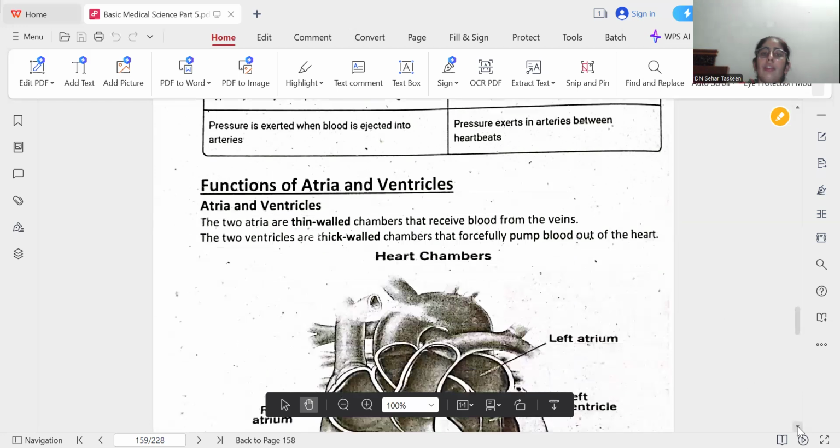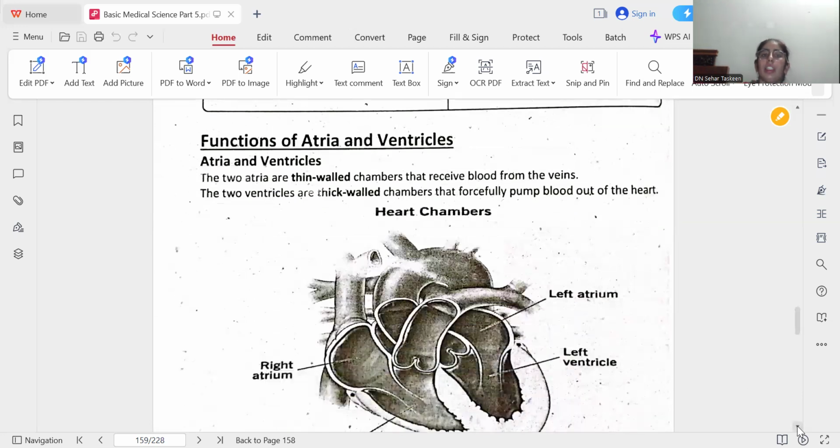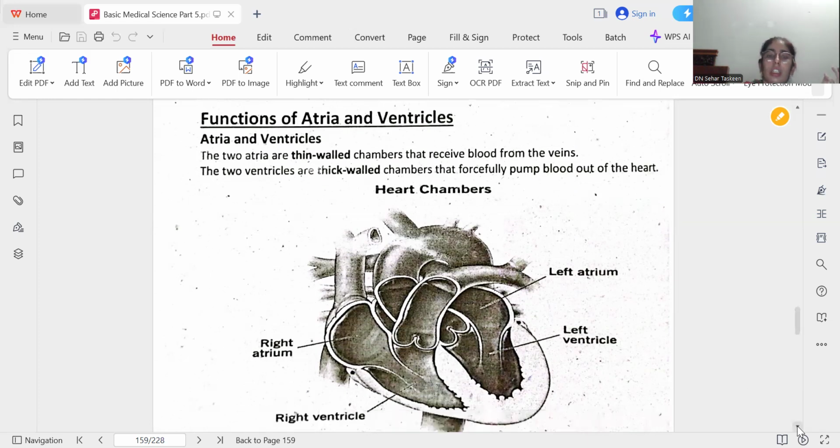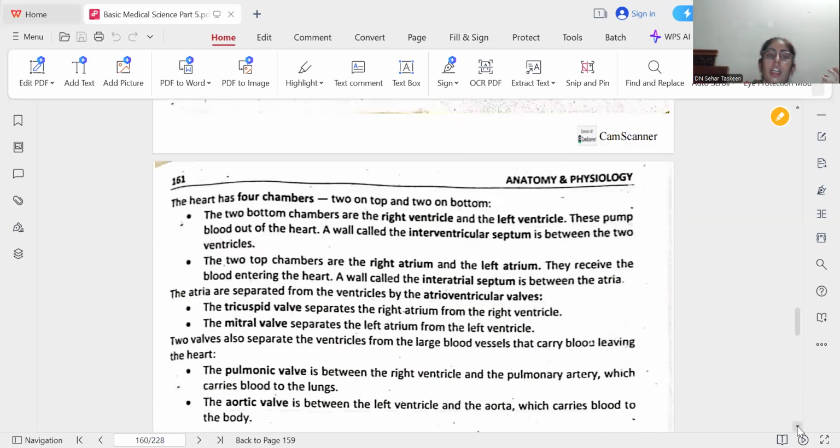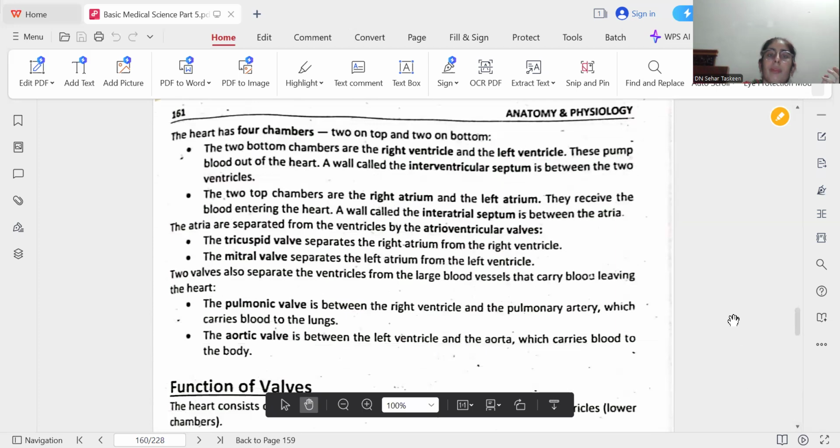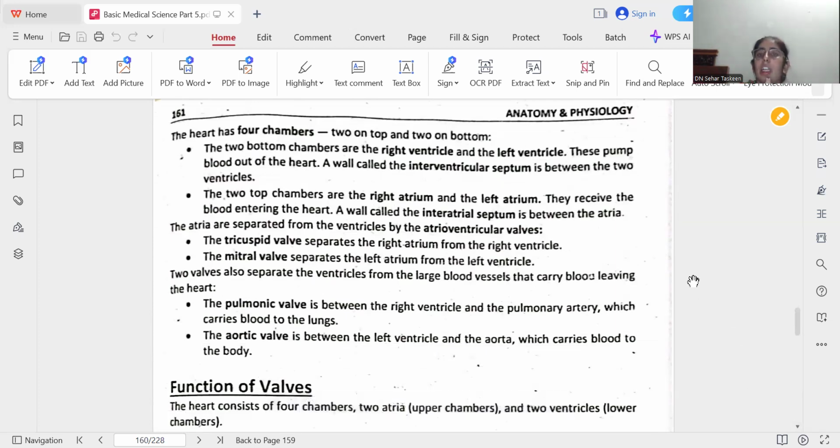Functions of atria and ventricles. The two atria are thin walled chambers that receive blood from the veins. The two ventricles are thick walled chambers that forcefully pump blood out of the heart. The heart has four chambers. There are two on top and two on bottom. The two bottom chambers are the right ventricle and the left ventricle. These pump blood out of the heart.